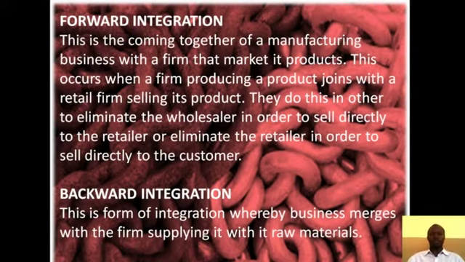Then we have backward integration, which is the opposite of forward integration. Now, there are two things that happen. One is that firms will definitely buy raw materials to produce. At the same time, they are going to sell out what they have produced. So in backward integration, they come together to see how they can buy raw materials from a singular firm. The advantage there is that they can reduce costs and remove the excesses of the middlemen.